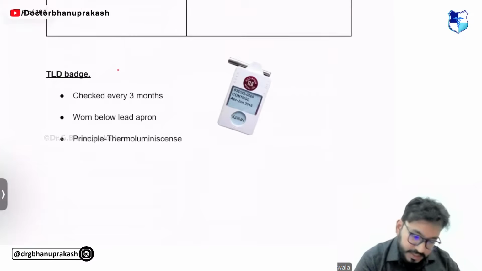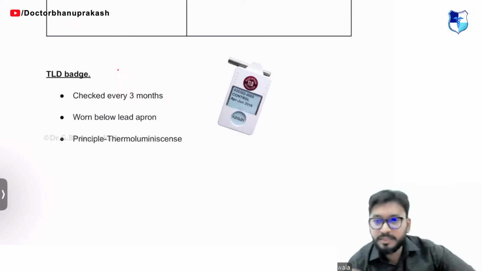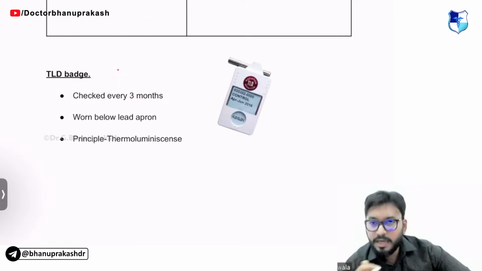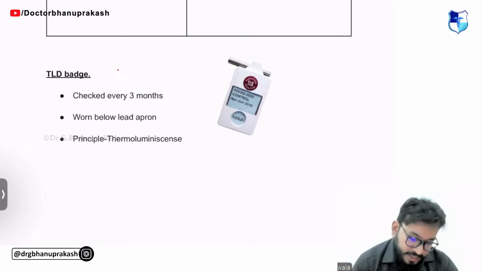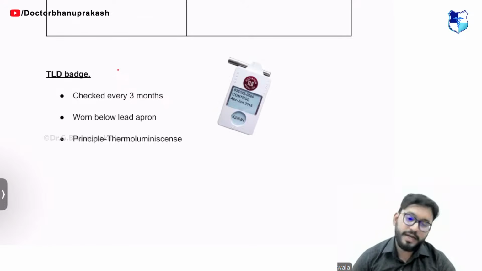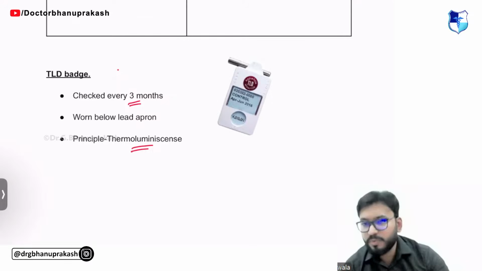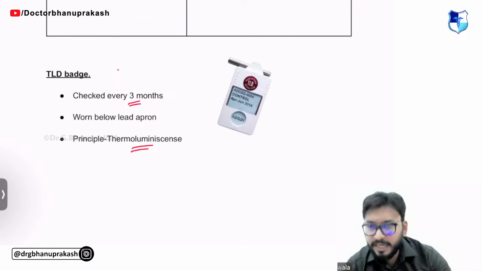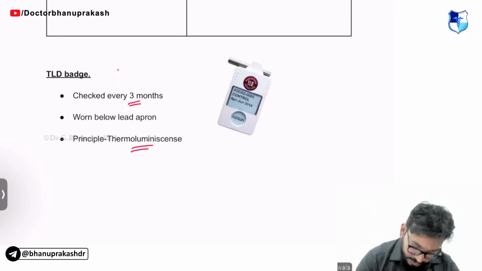Let's move on. This is a TLD badge, or thermoluminescent dosing badge. This is checked every 3 months. All the people who work with radiation, the radiologists, all the technicians and everyone, wear this badge. This badge is worn below the lead apron, and it's checked every 3 months, guys. The principle is thermoluminescence. It's in the name itself: TLD, the principle is the first word, T, thermoluminescence.